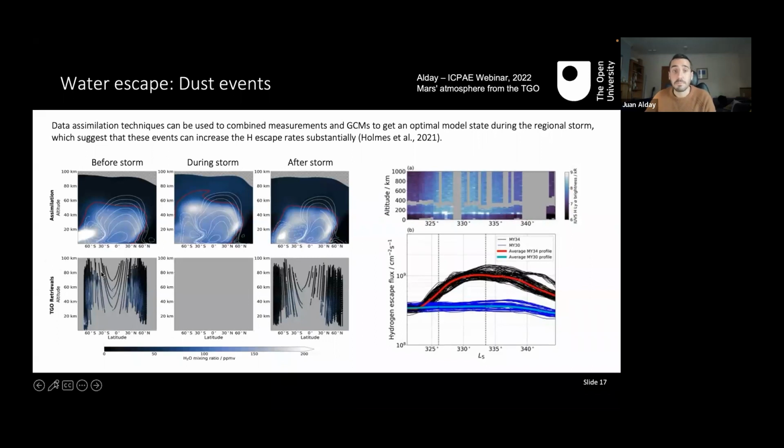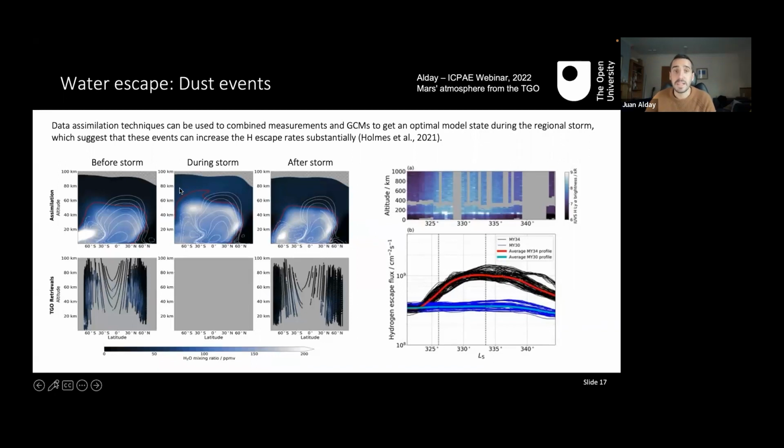Here in these left panels, what you can see is the model outputs on top, and then the TGO measurements at the bottom, and you can see the TGO measurements from before the storm and after the storm, but there's this gap during the storm. So using this assimilation technique, they could estimate and get an optimal state for the model, describing how the atmosphere looked during the storm, in which they could simulate the water vapor abundance.